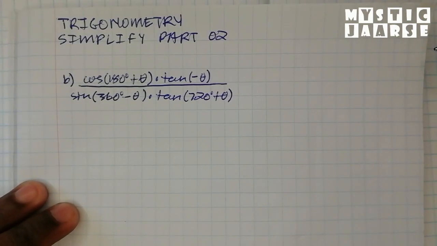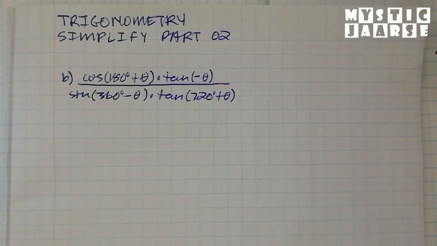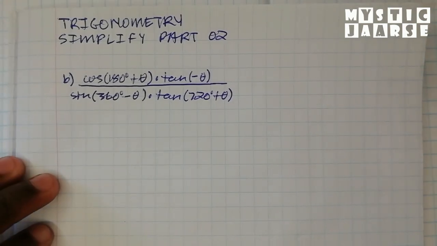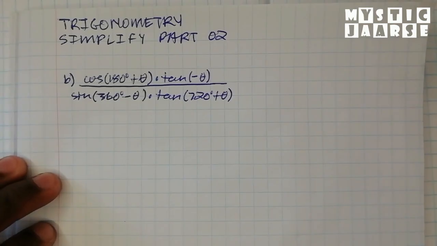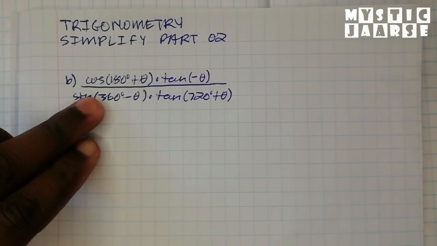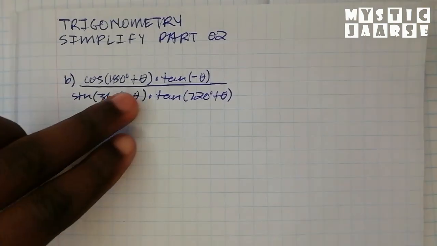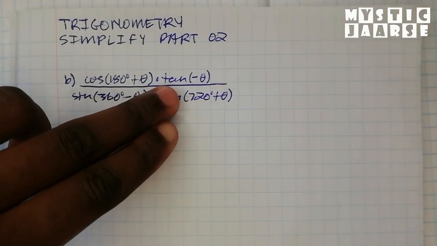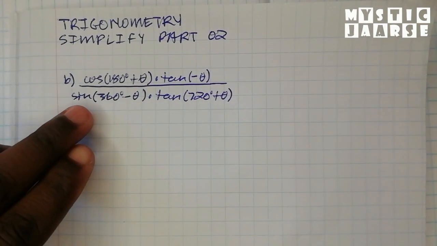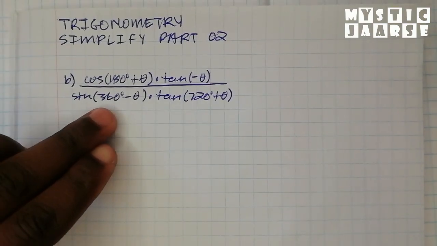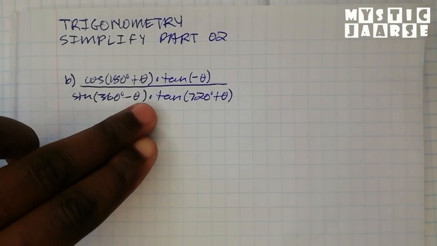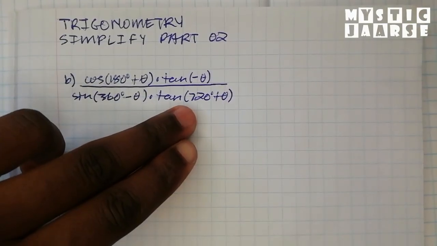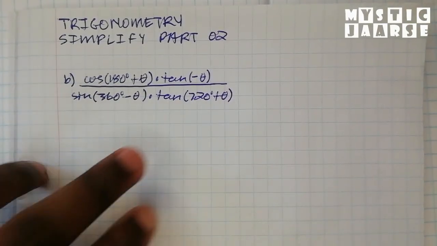This is trigonometry. We are dealing with a simplification of trigonometric problems. This is part 2. We have cos of 180 degrees plus theta multiplied by tan of negative theta, all divided by sine of 360 degrees minus theta multiplied by tan of 720 degrees plus theta.